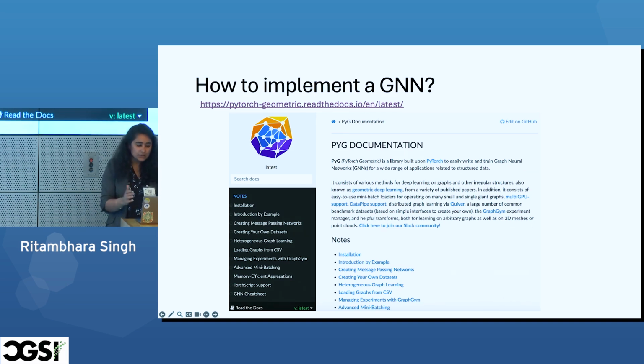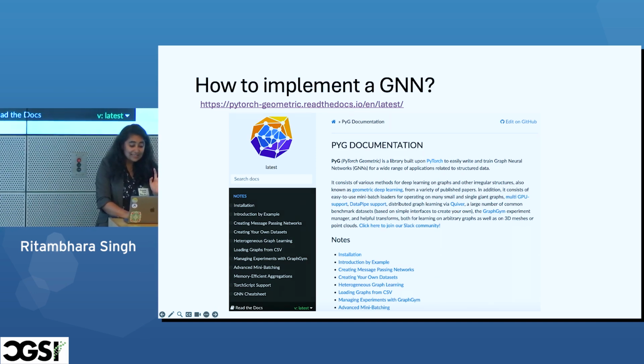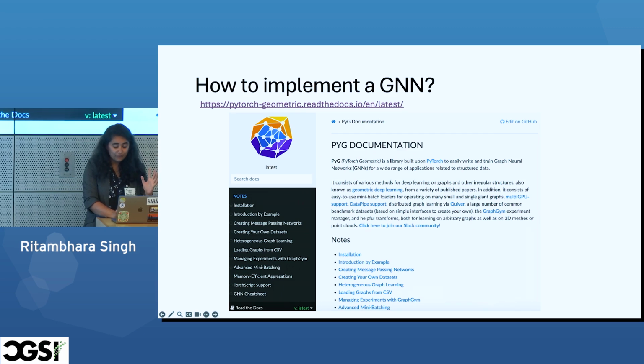They have very nice documentation, installation. The two things I want to draw your attention to is, when I said that there are so many different formulations of graph neural networks, I wasn't joking.